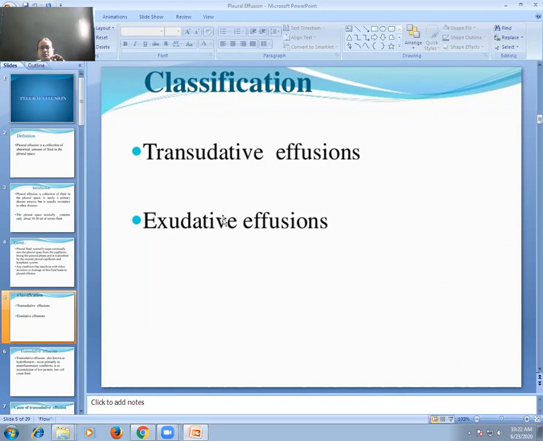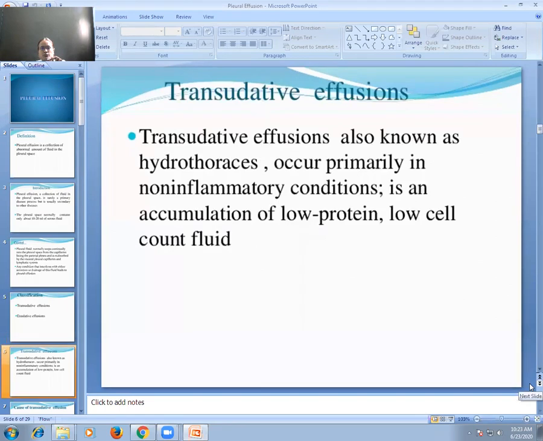And exudative effusion is always secondary to some inflammatory process, and it has a different composition than that of plasma. Transudative effusion, also known as hydrothorax, occurs primarily in non-inflammatory conditions. It is an accumulation of low protein and low cell count fluid. Exudative is always secondary to inflammation. Transudative is non-inflammatory.